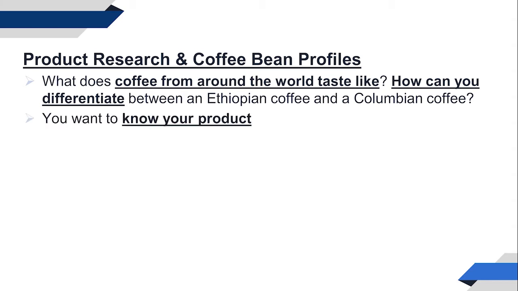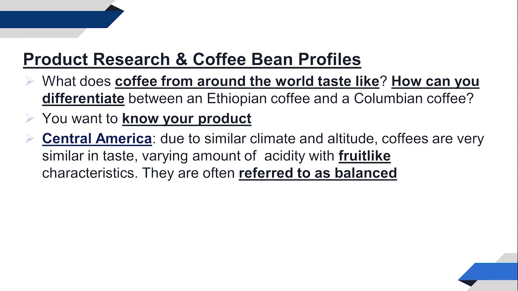Now, in Central America, there is a particular climate. Because of the altitude and this climate, the coffees have a very similar taste. It's more fruity. It has fruit-like characteristics. And they're often referred to as that coffee balance. Now, many persons will hear coffee connoisseurs refer to the profile of the coffee. That really tells you what kind of coffee it is, whether it's a bit fruity, whether it's chocolatey, whether it's nutty. It's just telling you the profile of the coffee.